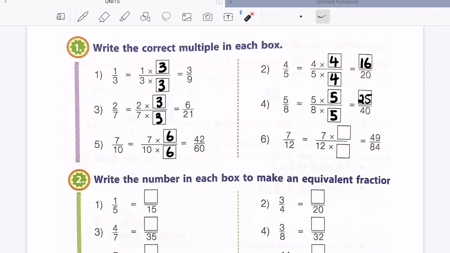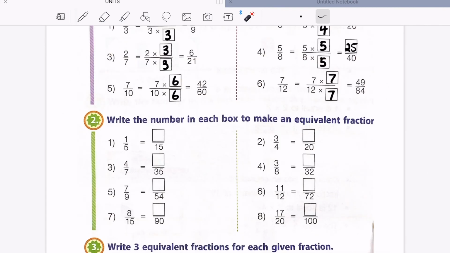7/12 is equal to 49 over 84. So 12 times what equals 84? And we know 12 times 7 equals 84. So 7 times 7 equals 49. If we multiply the bottom, we also have to multiply the top. Same number, same number.